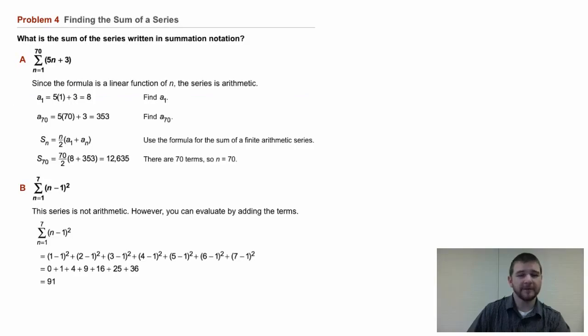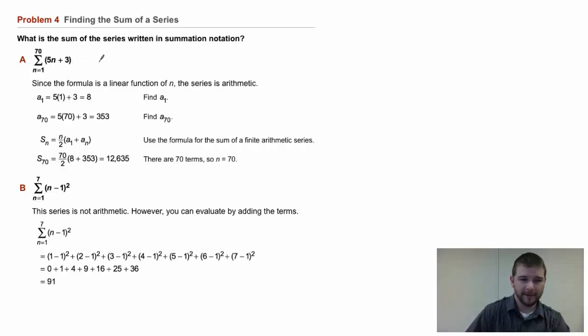Example problem 4, finding the sum of a series. What is the sum of the series written in summation notation here? Looks like a lower limit of 1, upper limit of 70, and our explicit formula or expression, 5n plus 3. Let's generate just a bit of this series.